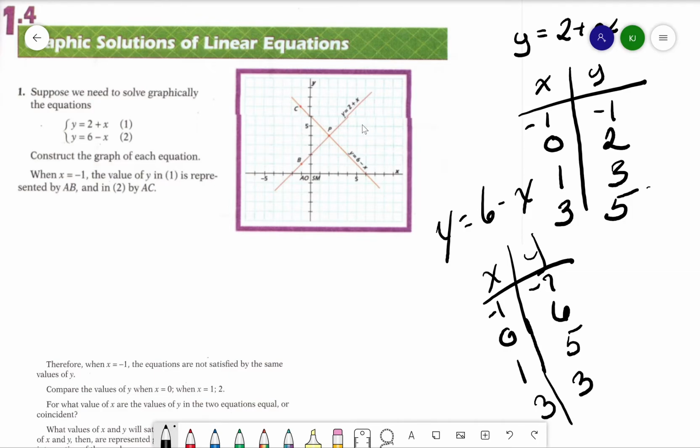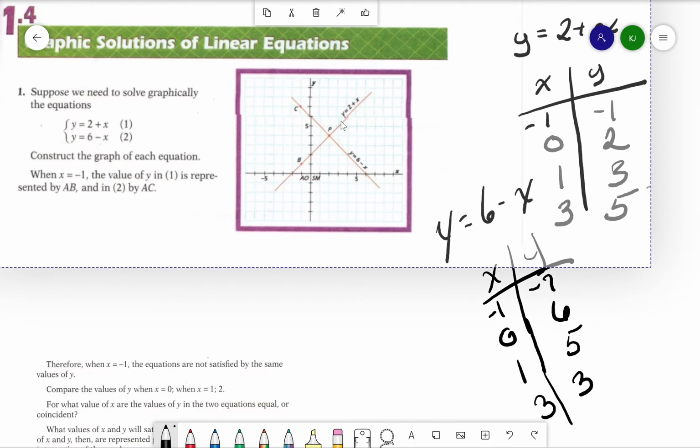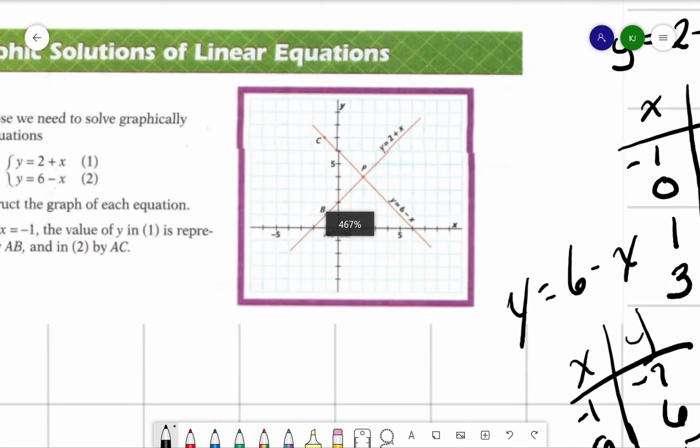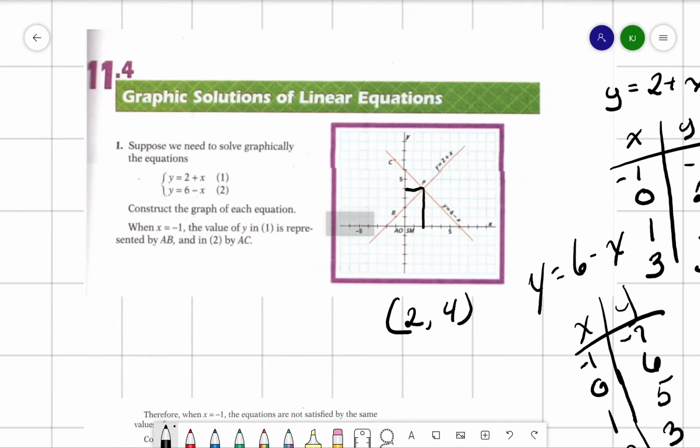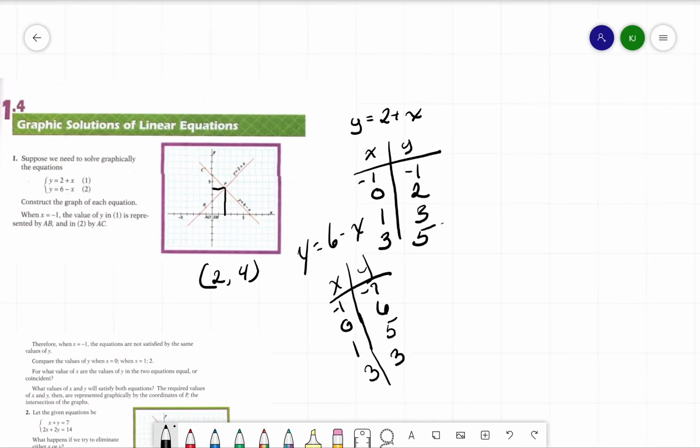Well, that definitely gets us over there, because now we have 3 and 3, and 3 and 5, and that gets us to intersect. And so then we can look at where they intersect and look at what the value of P is, which is 2 and 4. So we know that if x equals 2, then y equals 4, and that will satisfy both equations.